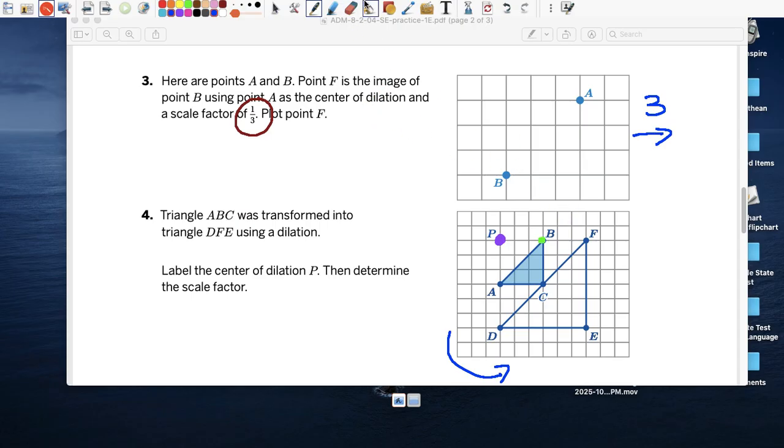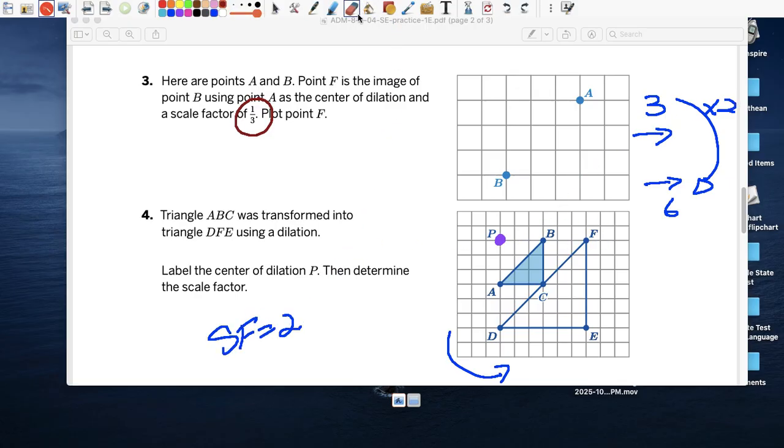Now, when the triangle got enlarged, let's measure the distance from P to the new point F. It's 1, 2, 3, 4, 5, 6. So how did the 3 become 6? It was times 2. So what was the scale factor here? The scale factor is 2.